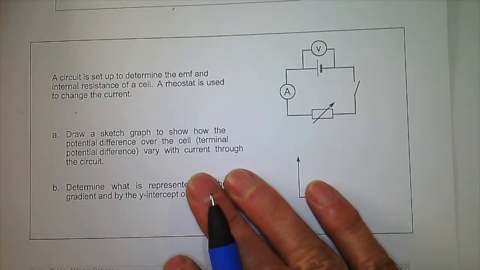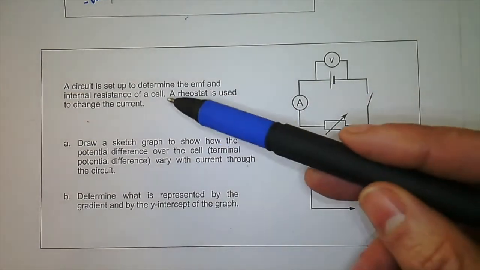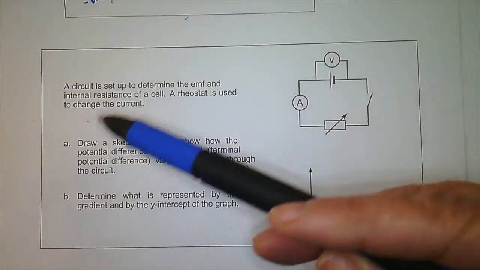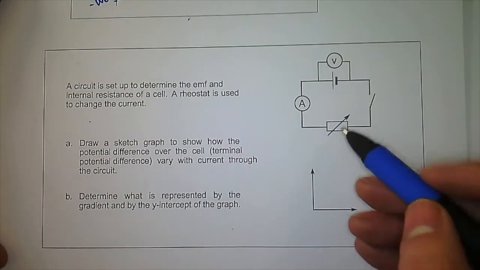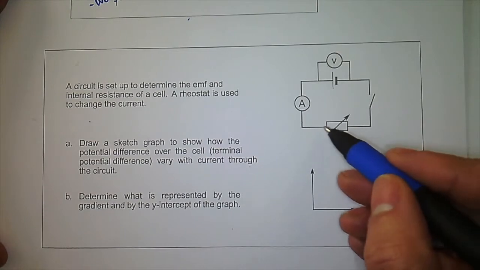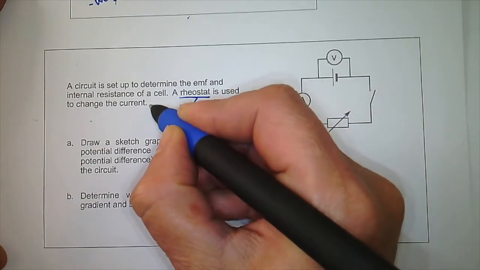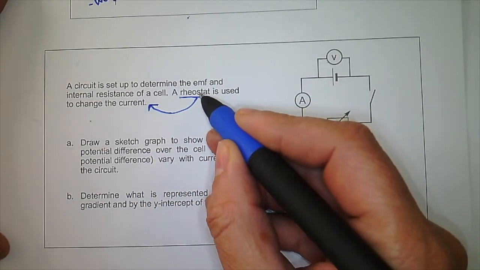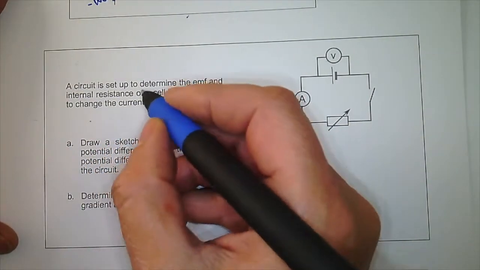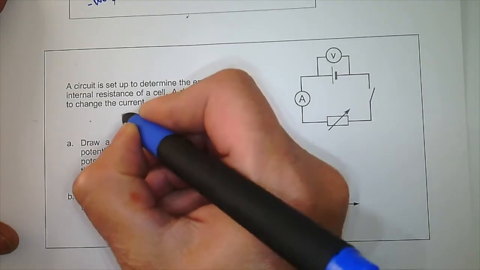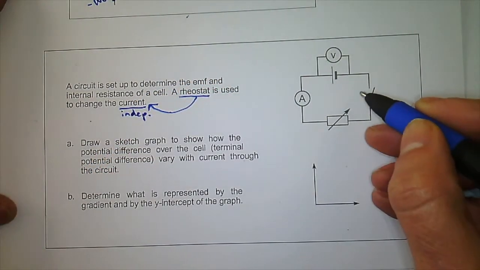The next one is an example typically used for determining the EMF and the internal resistance of a cell. So what we do is we set up this circuit, and we've got a rheostat over there, a variable resistor. The reason why we use that is to change the current. That is the work of the rheostat, to change the current. So immediately when you see the rheostat over there, you know that current is your independent variable. It's the one that you are changing.